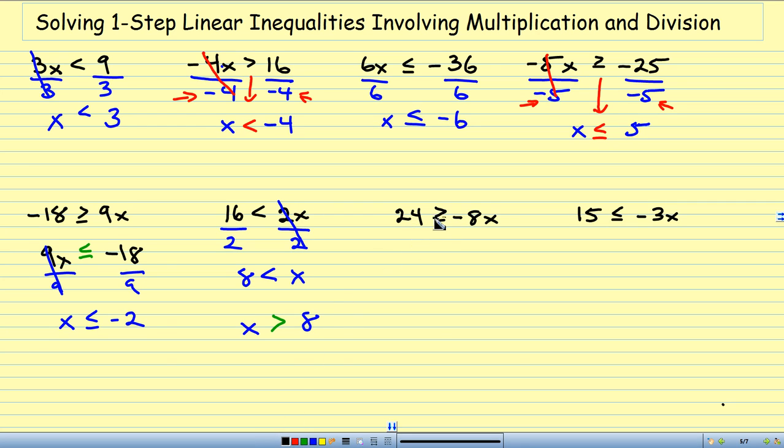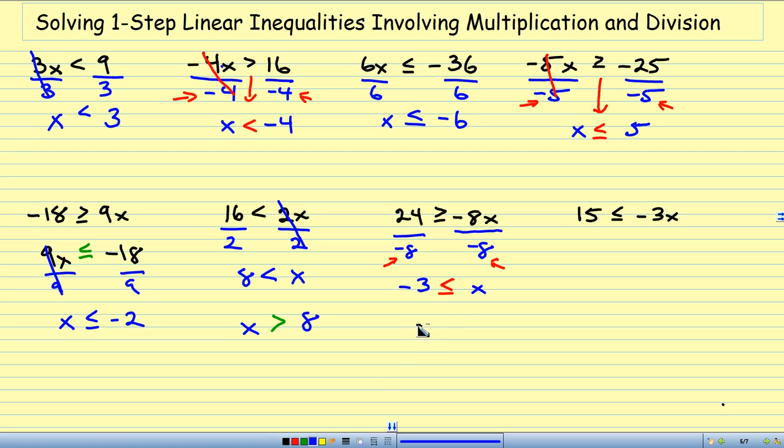I also have 24 is greater than or equal to negative 8x. So doing that, I'm going to divide both sides by negative 8. When I do that, I'm switching the direction of my inequality because I divided both sides by a negative. So the inequality now will point to the left. And I'm just going to continue on as normal. 24 divided by negative 8, that's negative 3. And I have x over on the right side.